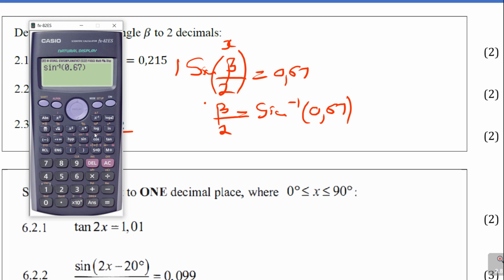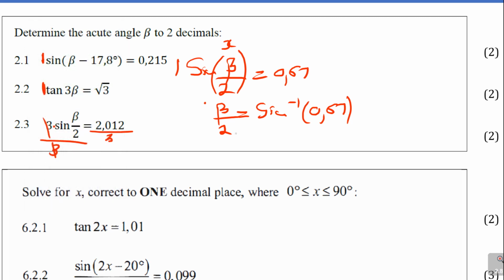It will give us an answer which is 42,067. Set up to 2 decimal places. They say 2 decimal places, which is 42,07. What is it? It's beta over 2.